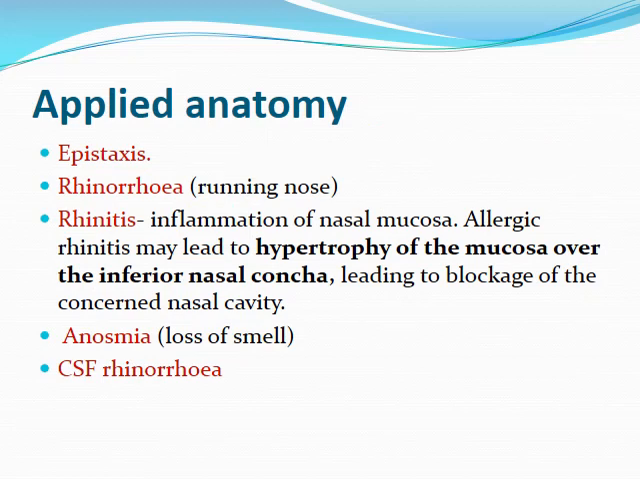So coming to the applied anatomy, epistaxis. I have already told you epistaxis is the medical term for nasal bleeding. So epistaxis may occur due to some trauma to the nose, or it may occur following some systemic diseases like hypertension.